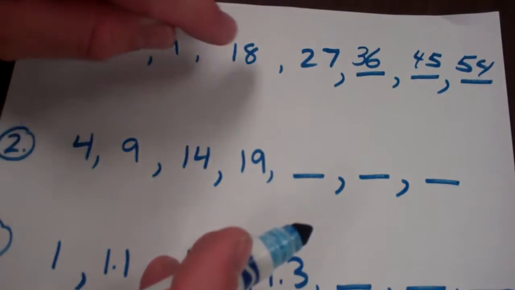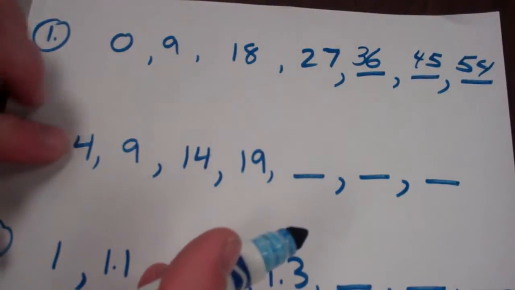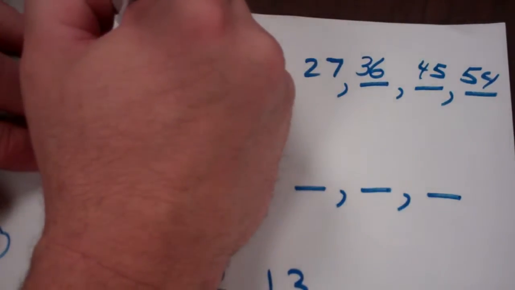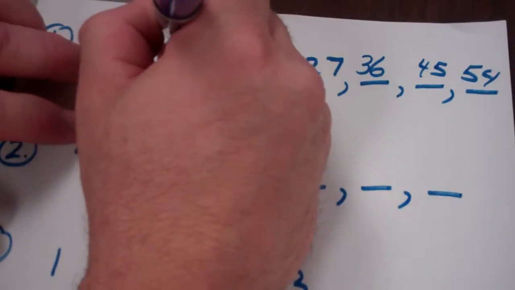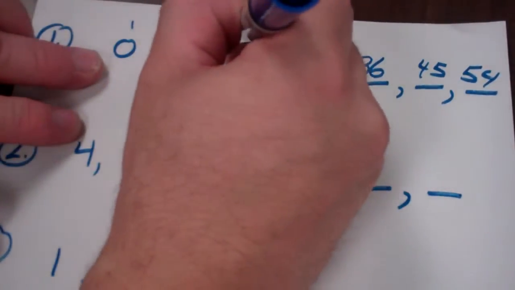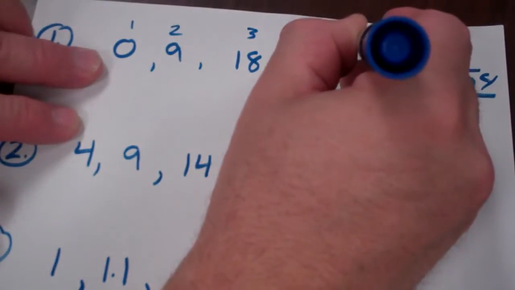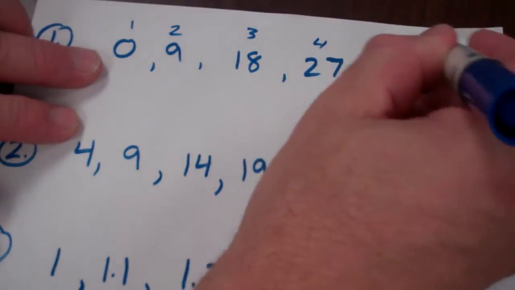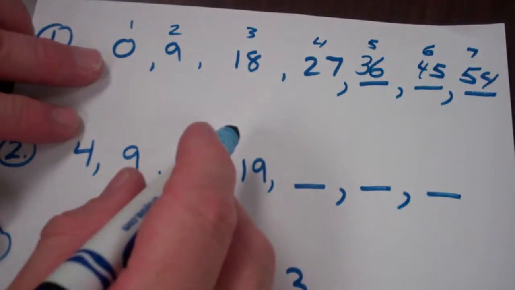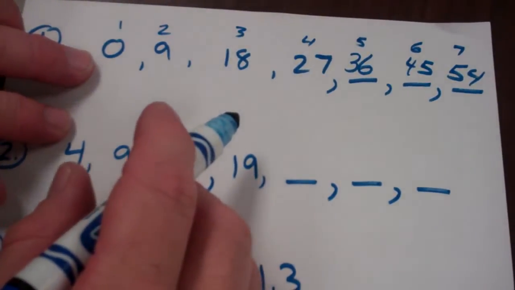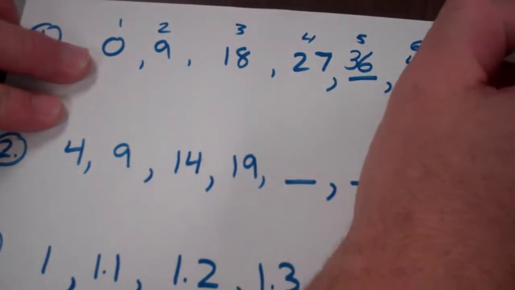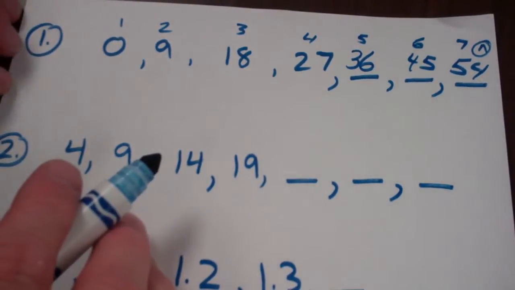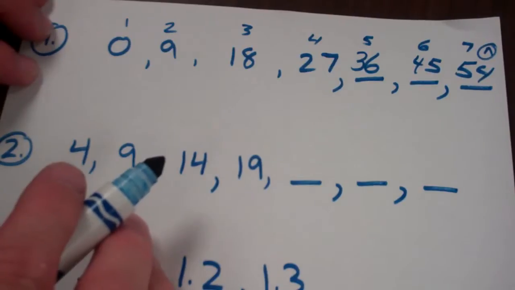Remember, each number in the sequence is called a term. In fact, I like to relate what term it is. The first term was 0, the second term is 9, the third term, the fourth term, the fifth term, the sixth term, the seventh term, and then I'm going to even write one for what we used to call the nth term, which means I'm going to use a variable, which means I'm going to write one that will work for anything.